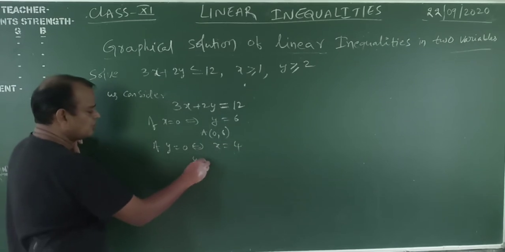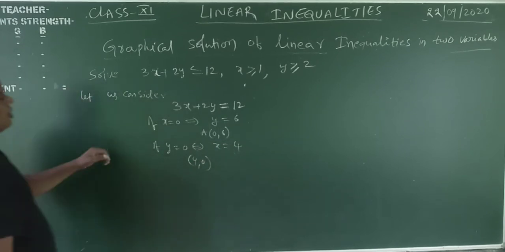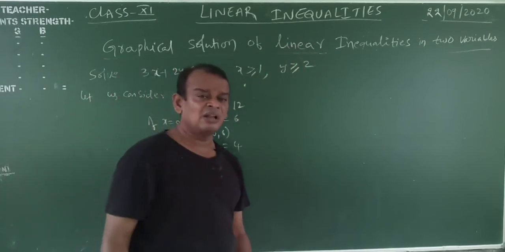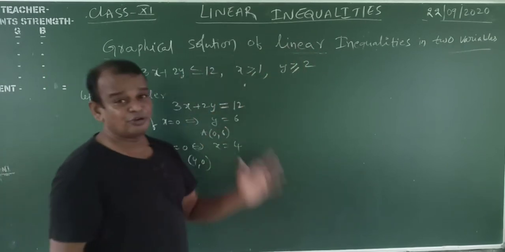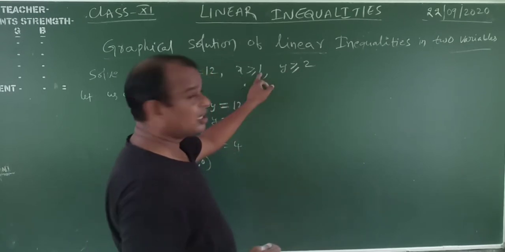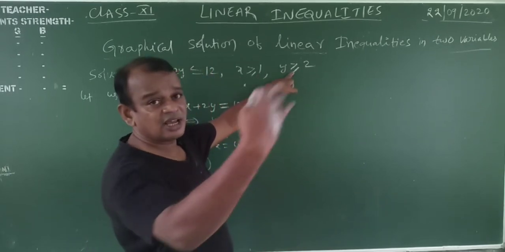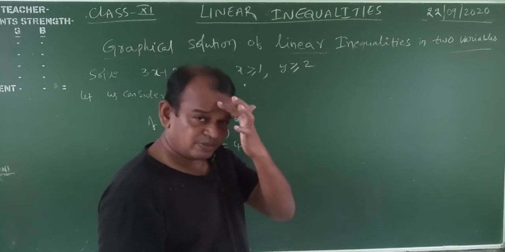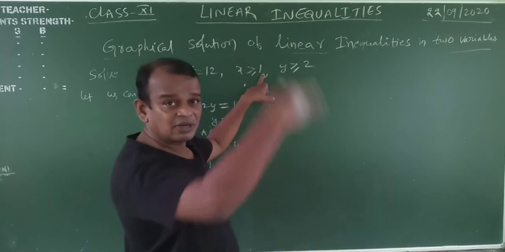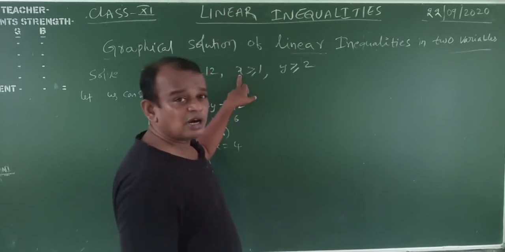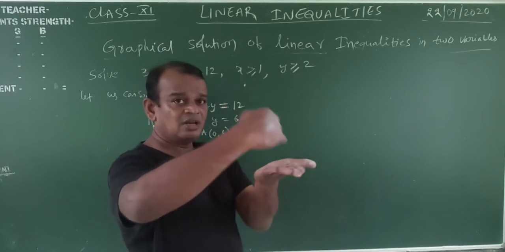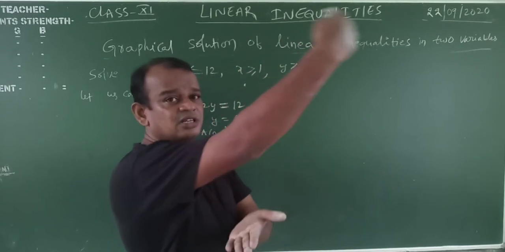(4, 0). Now here we will consider x is equal to 1, y is equal to 2. These are lines. x is equal to 1 is a vertical line, y is equal to 2 is a horizontal line. This is to the right side of the y axis, this is above the x axis. Vertical line means the distance from the origin is 1, on the right side. y is equal to 2 means at a distance of 2 from the origin on the y axis, that is the line.